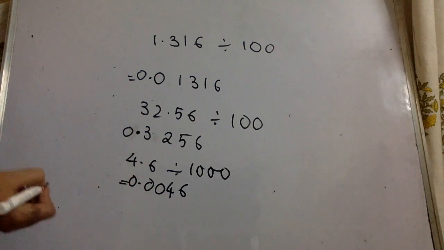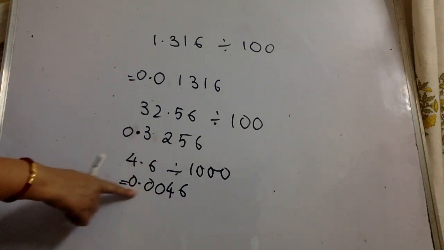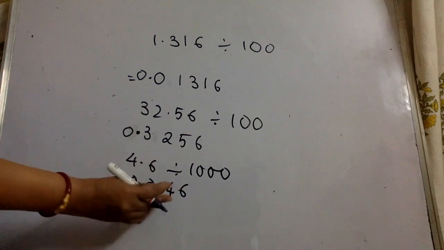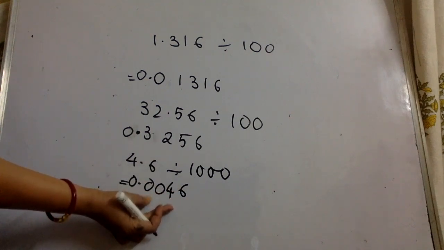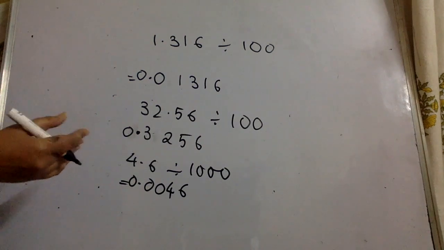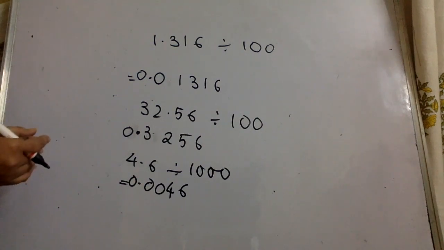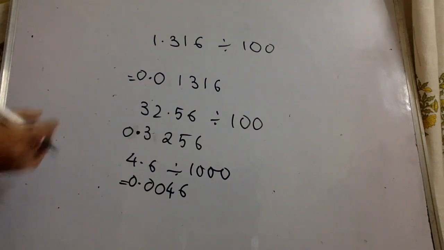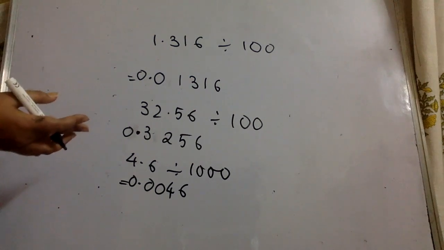So this is 0.0046. It got to jump three places to the left. Remember one thing, with division the point jumps to the left. With multiplication the point will jump to the right.